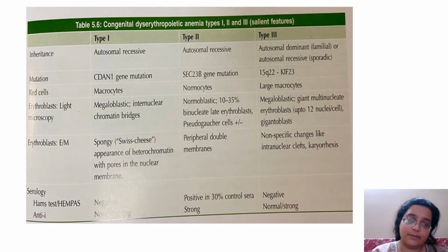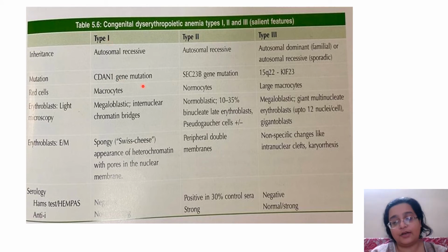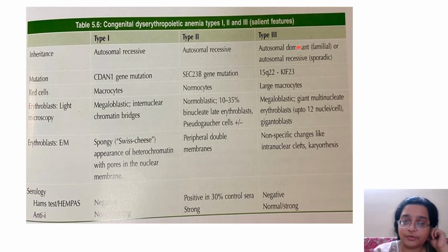This is an easier table, and what I want to show you is the mutation. Type 1 has CDAN1, so you remember it like that. 1 has CDAN1, 2 has SEC23B, and the most complex name is for the third one. So this is for your MCQ. Normally, when we go for the light microscopic features of the erythroid lineage: megaloblastic features and intranuclear bridging.